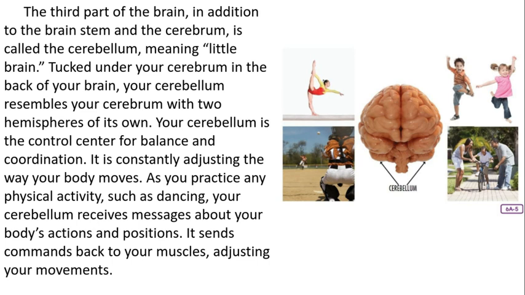It is constantly adjusting the way your body moves. As you practice any physical activity such as dancing, your cerebellum receives messages about your body's actions and positions. So when Cadence goes to her dance class, she is using her cerebellum a lot. It commands back to your muscles, adjusting your movements. As your cerebellum gradually becomes more accurate in its corrections, you begin to notice improvements in your dancing or whatever activity you are trying to perfect.